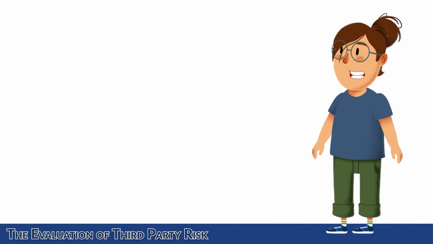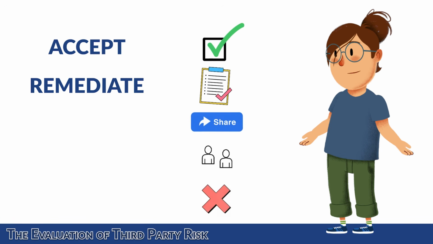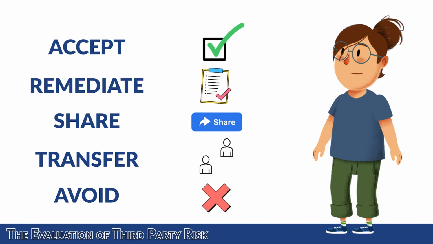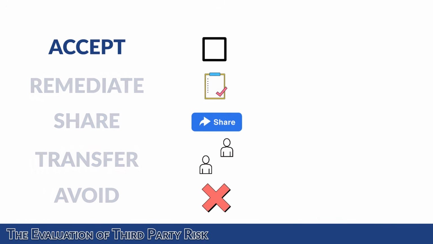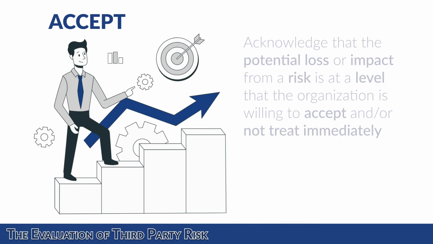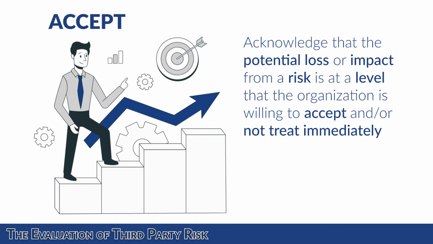Once an organization has calculated the risk of a third party, they may choose to accept, remediate, share, transfer, or avoid the associated risk discovered. Let's take a look at each of these options. When organizations accept risk, they acknowledge that the potential loss or impact from a risk is at a level that the organization is willing to accept and/or not treat immediately.